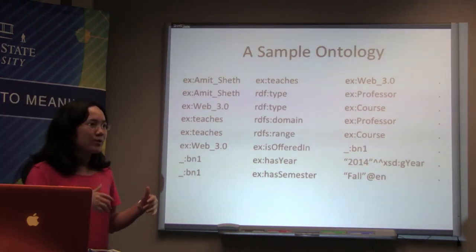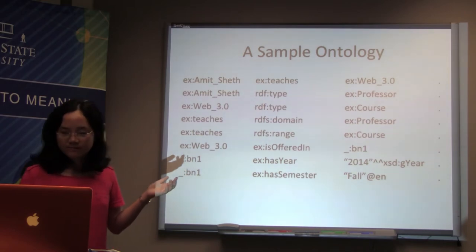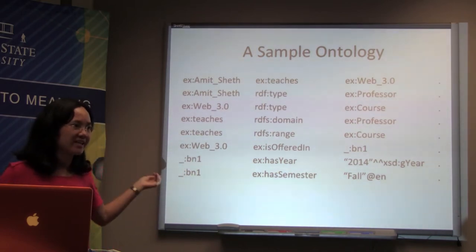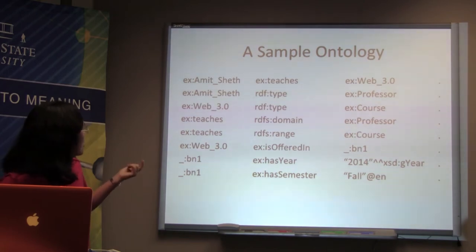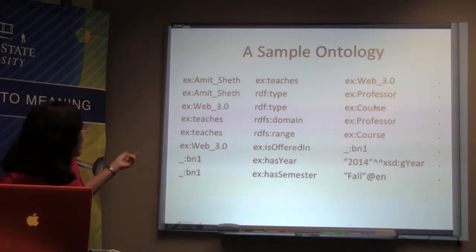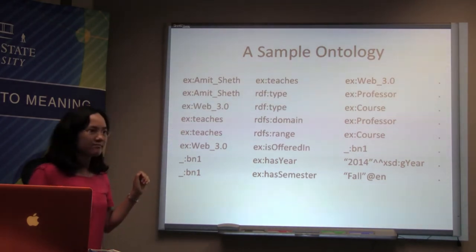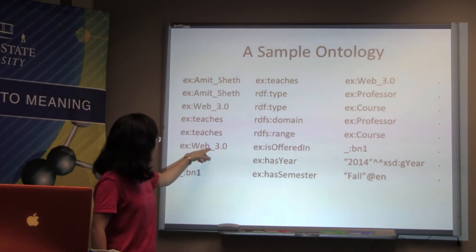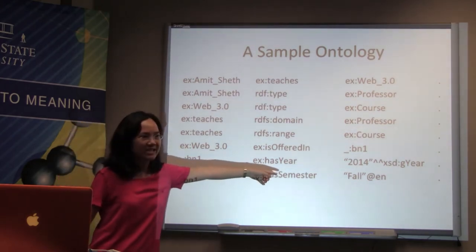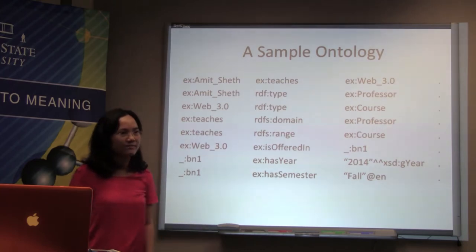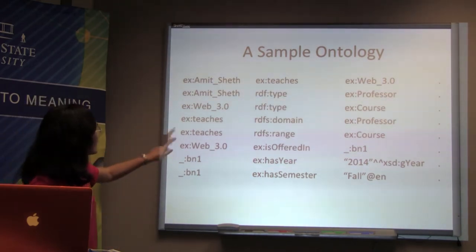So for this class, we'll use a set of triples as our example knowledge base. This sample ontology is created from the previous class, where we have MHF, which is a professor, and Web 3.0, which is a course. We also specify the domain and range of the properties here. Additionally, Web 3.0 is offered at some time, which is represented as a blank node. That time is 2014, which is a year, and fall, which is a semester. So we use the whole set of triples as our example of how to write queries on top of these ontologies.